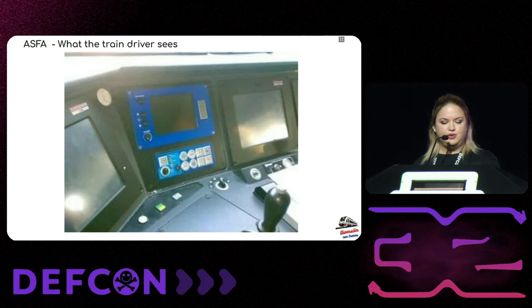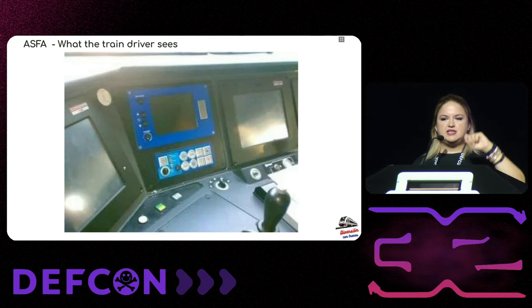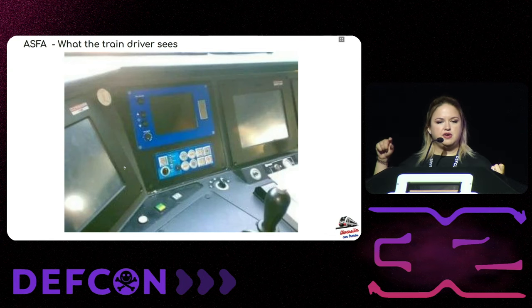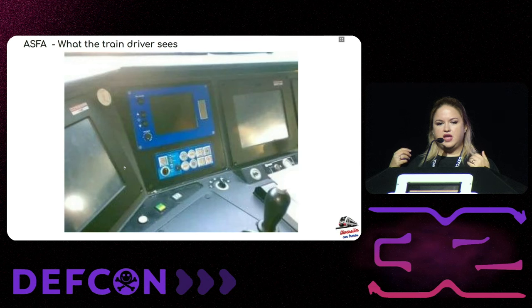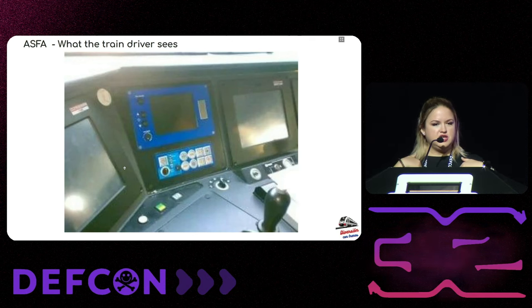As you can see, this little blue dashboard has some buttons that represent the acknowledgement of the train driver that they have received this signal, or the advice of these signals. So they push, I have acknowledged this signal, and I have to keep moving forward.